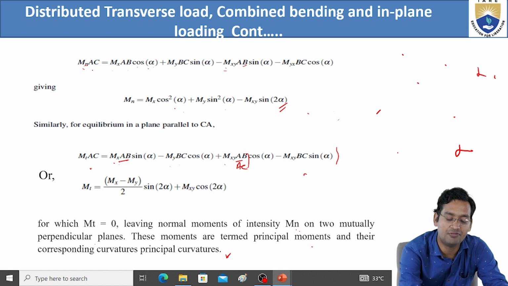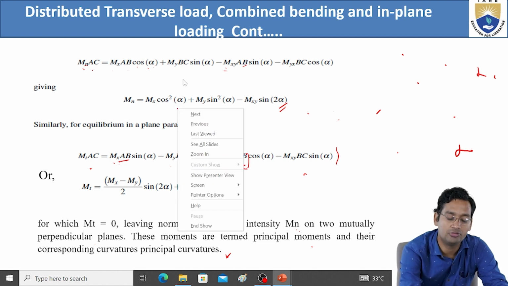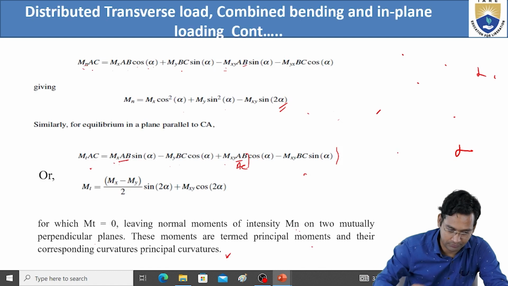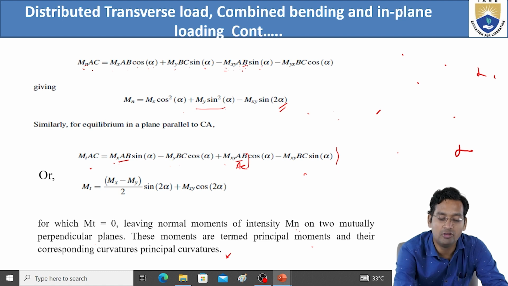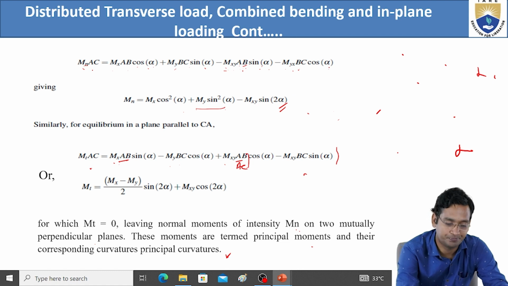So Mn, AB by AC is cos alpha, so cos alpha into cos alpha, or Mx cos square alpha. My BC by AC, BC by AC is sine alpha, so sine alpha into sine alpha means My sine square alpha. Now here minus Mxy AB sine alpha. So AB by AC is cos alpha, means Mxy cos alpha sine alpha, minus Myx BC by AC is sine alpha. So Myx sine alpha into cos alpha.